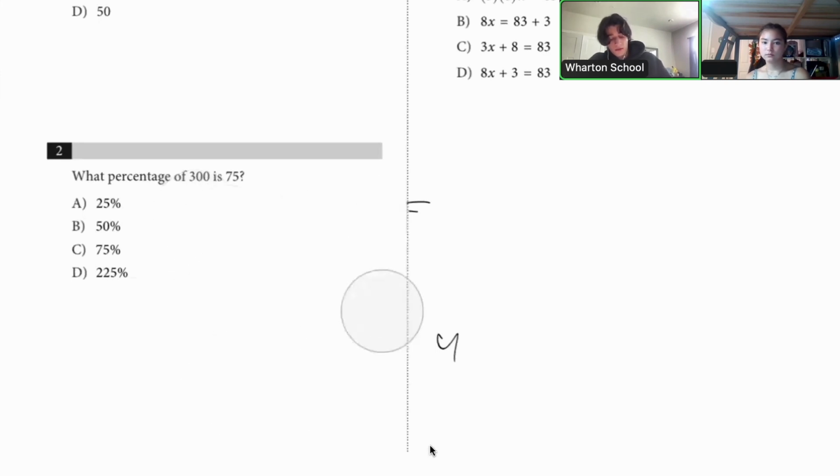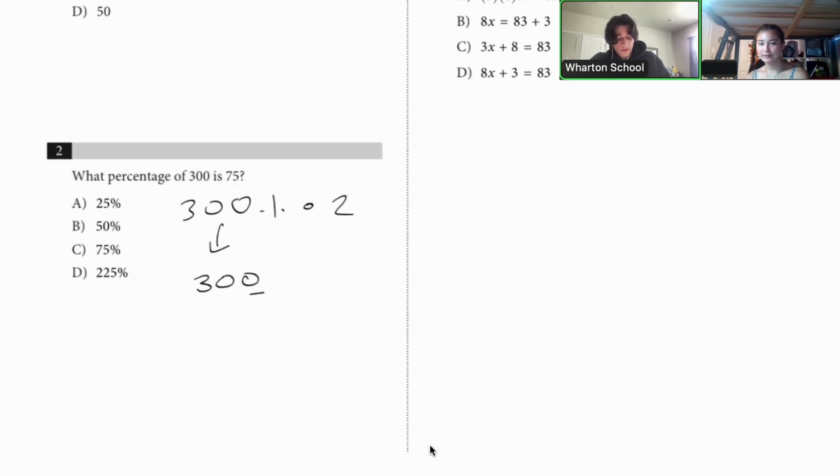Okay, now what happens if I have 300% times 2? What would that be? 6. Don't doubt yourself. You know it. 300 over 100. The zeros cancel out, so it's going to be 3 times 2, which is equal to 6. And feel free to, if you have a piece of paper, write this down too.